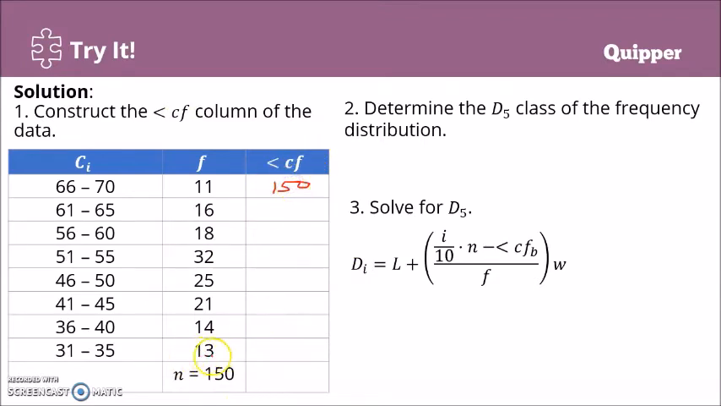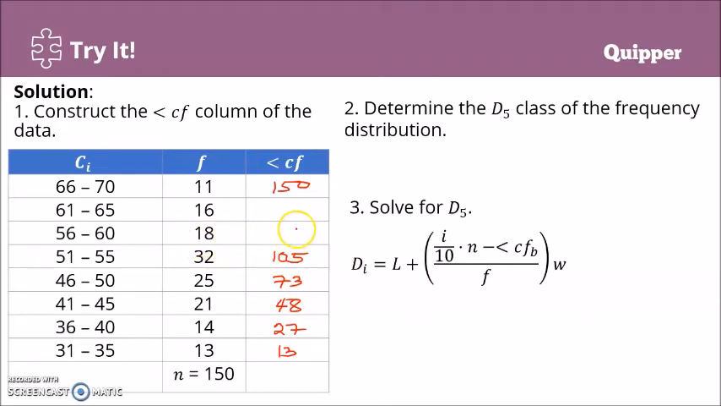13 yung dito sa lowest interval. So, that is 13. So, plus lang natin yan. That's 27. 27 plus 21, 48. Okay. 48 plus 25, that's 73. 73 plus 32, that's 105.